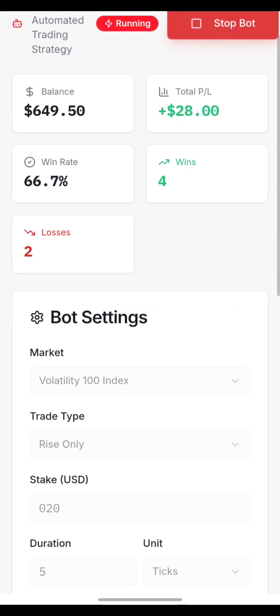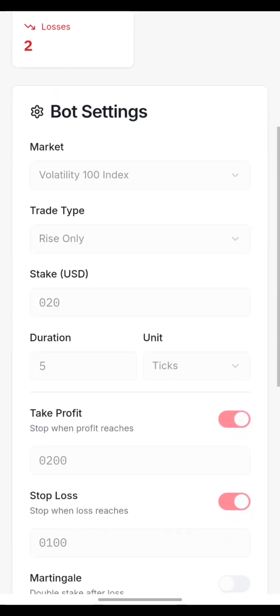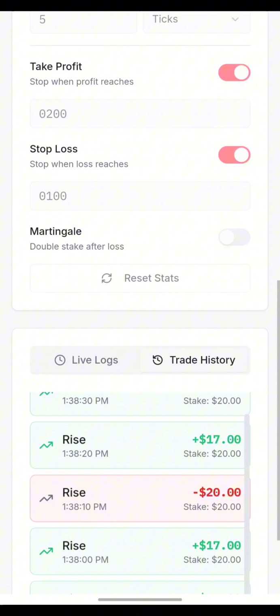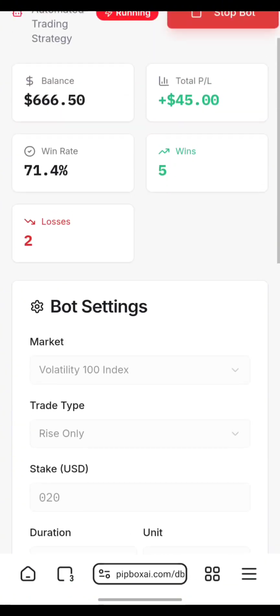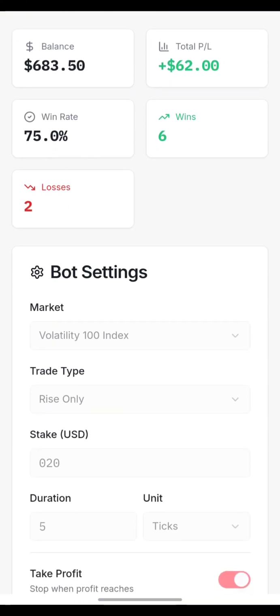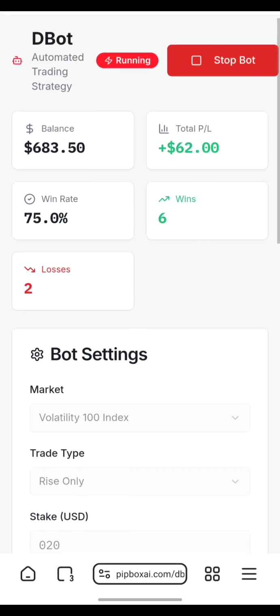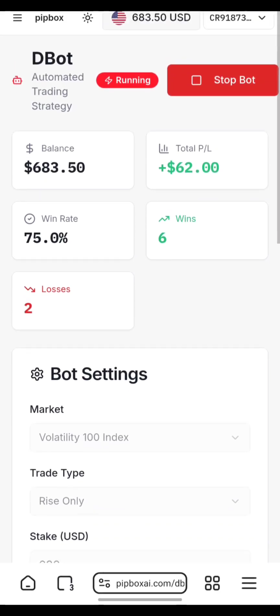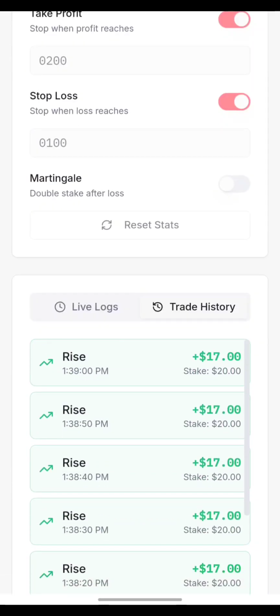So there's nothing much to expound on DBot, unlike the other markets like accumulators and auto trade, because there you always have to do very many settings that sometimes get confusing. But on the DBot section, it doesn't have many settings to take. And as you can see, our trades are still being executed.